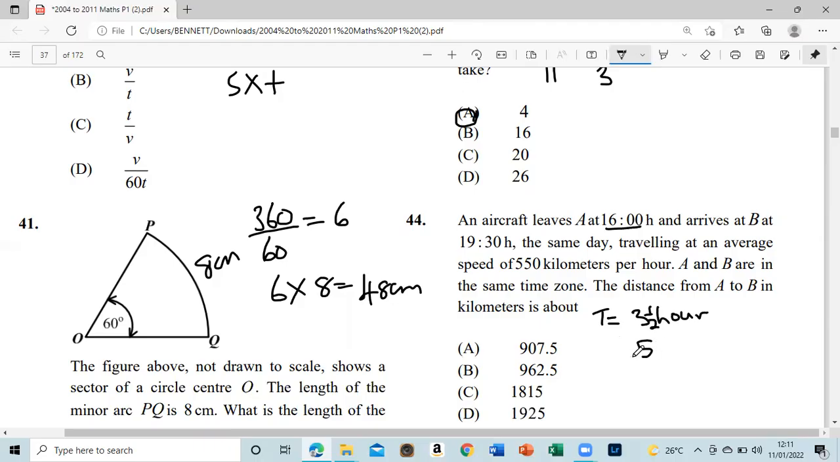So it's 3.5 times 550, because distance is equal to speed times time. The options are either 1825, 1815 or 1895, one out of those. All right, 3 times this is 15. I've checked it, guys, can't assume.